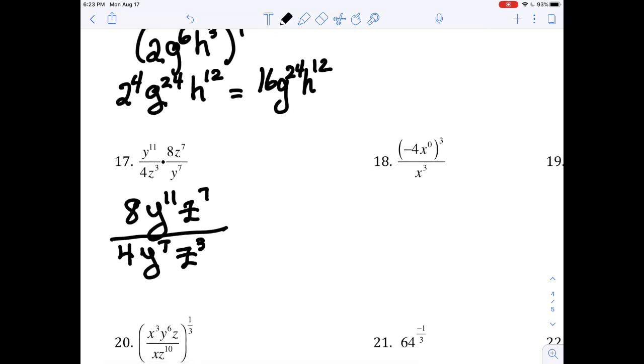Now that they're written as a single fraction, we can go ahead and use our rules of exponents. But first, let's start with the numbers. Because the numbers don't have rules of exponents, the numbers are treated exactly as they are in every fraction. That is an 8 in the numerator, a 4 in the denominator, and we know that bar means divide. So 8 divided by 4 is 2. Now let's go ahead and apply our rule. When it's in a fraction, we subtract the exponents. So that's going to be 11 minus 7, which is 4. Over here, 7 minus 3, which is 4.